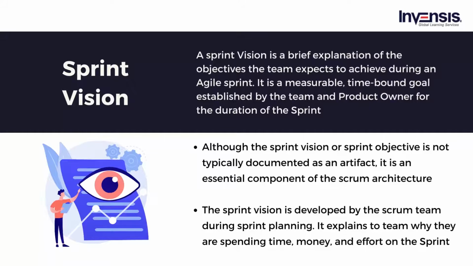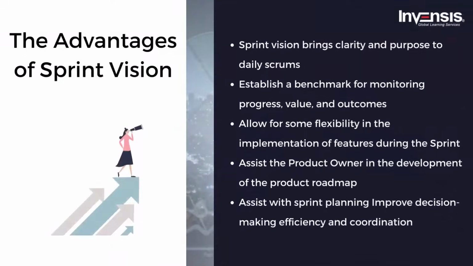A sprint goal outlines the sprint's objective and supports future project decision-making. If new problems or tasks develop throughout the sprint, the sprint vision gives the team guidance on what to prioritize and how to reorder or prioritize work. Among the advantages of sprint vision are: sprint vision brings clarity and purpose to daily scrums. Next, establish a benchmark for monitoring progress, value, and outcomes. Then, allow for some flexibility in the implementation of features during the sprint. Next, assist the product owner in the development of the product roadmap. Then, assist with sprint planning, improve decision-making efficiency and coordination. So, this was about sprint vision.